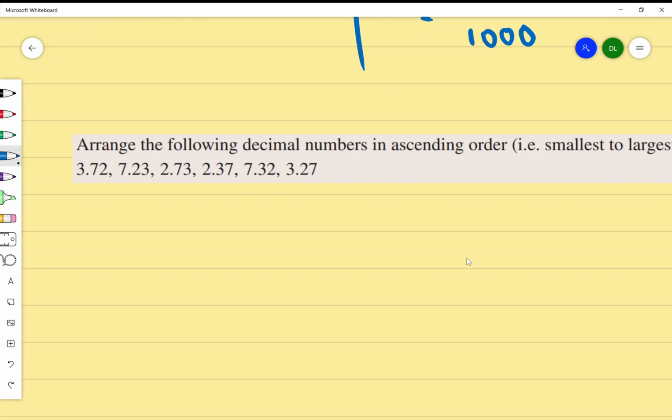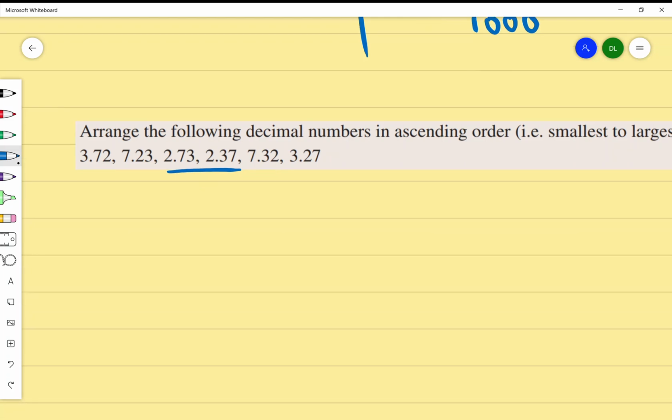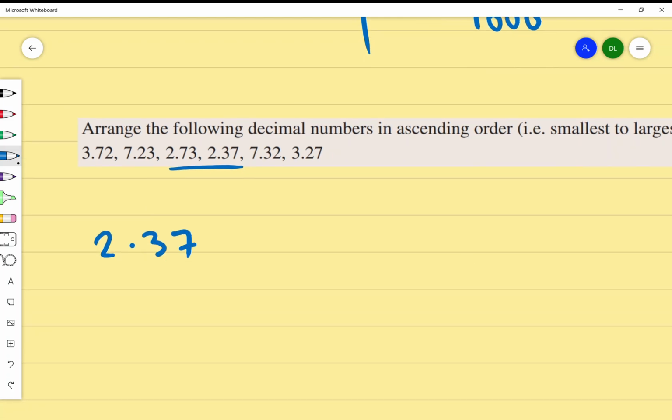I've got 2 point something, 2 point something. I've got 7 point something, 7 point something, and then 3 point something, 3 point something. So let's focus on the 2 point something. So let's focus on these two. Taylor, which one's bigger or smaller out of these two? 2.37 smaller because? Good, we look from left to right. So the smallest number here would be 2.37. The next one would be? Good, 2.73.